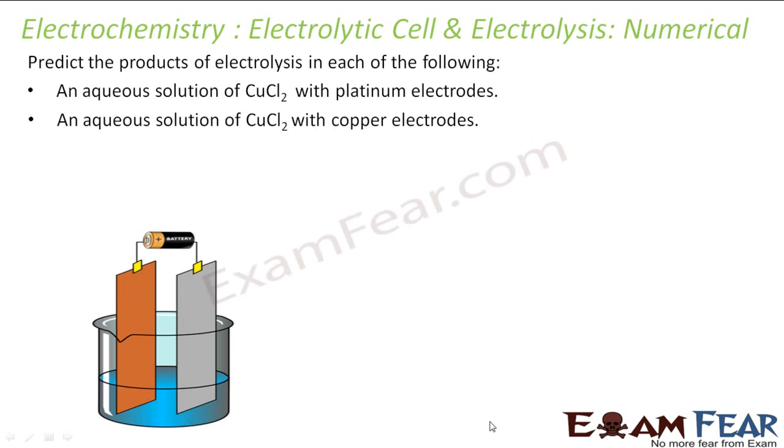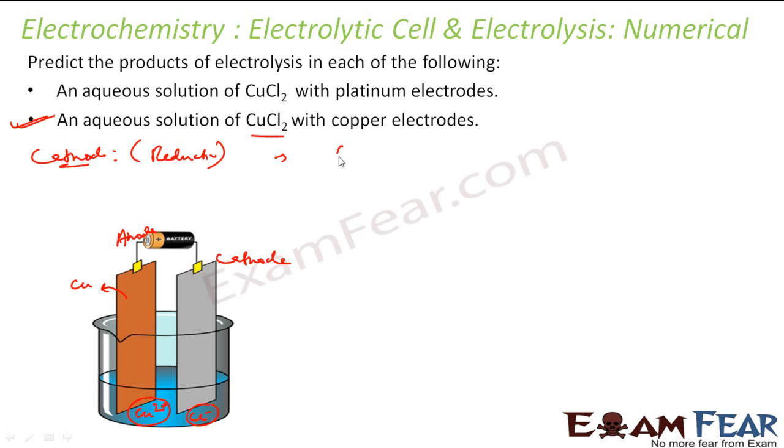Let's take the second scenario where we have copper with copper electrode. This is my copper. Again, we have CuCl2, so we have Cu2+ ions, and we have Cl- ions. Again, here is my anode. This is my cathode. Right? First, I'll write for cathode by convention. So cathode will have reduction. So what all possibilities do you have for reduction? Cu2+ ions and water.